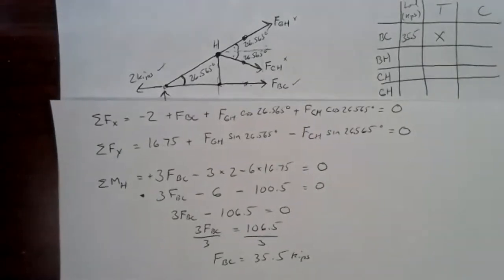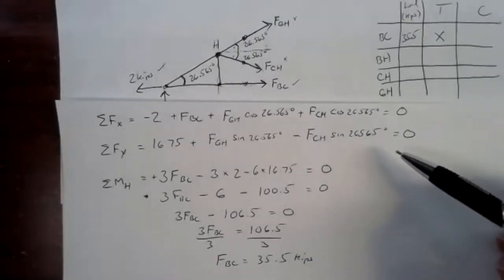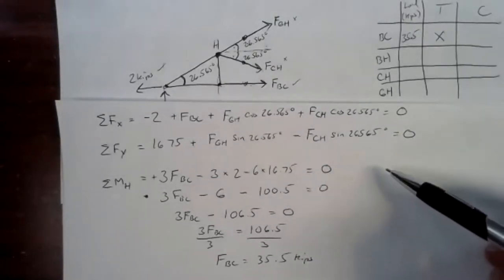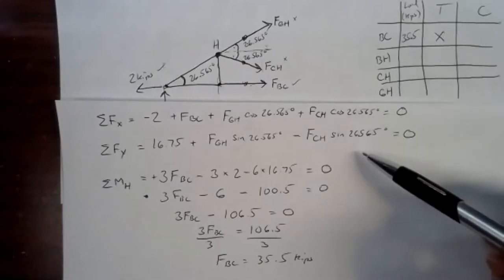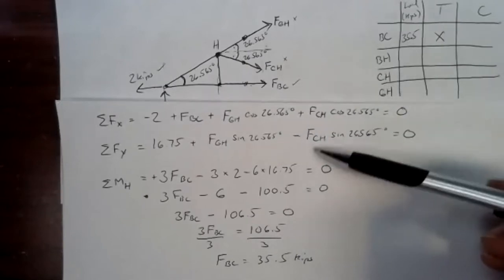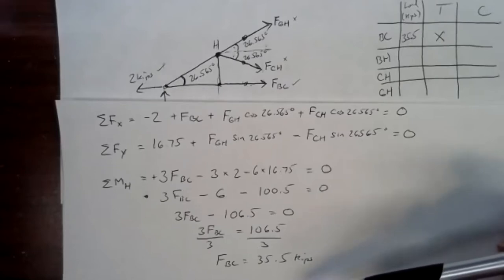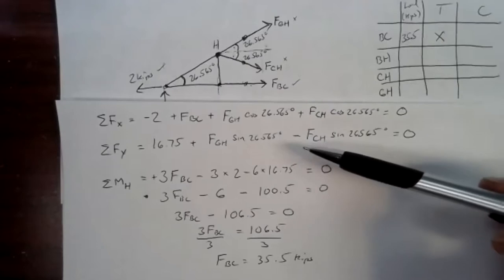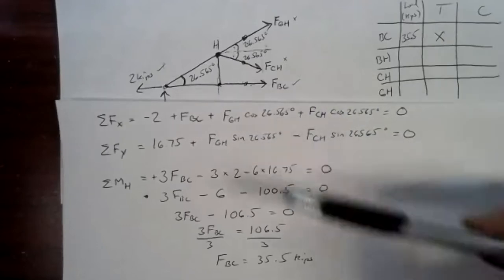Now that we know FBC, we can go back and use that in the other equations. But we've got a bit of a problem here. This is something we haven't run into yet, but it's something that you may have to deal with. Notice here our x direction and our y direction equations are tied together. They are simultaneous equations. You knew that was going to come back sometime, right? We've got 2 equations in 2 unknowns here.